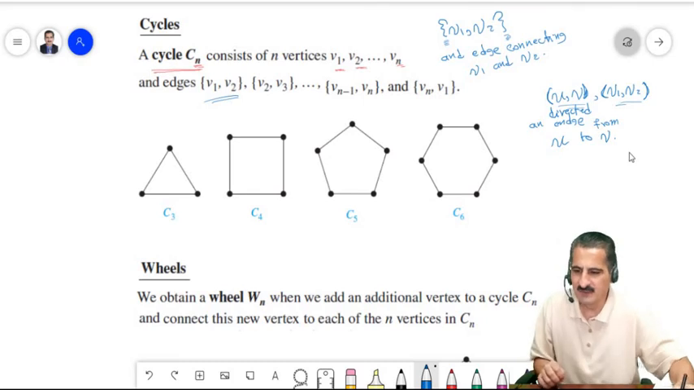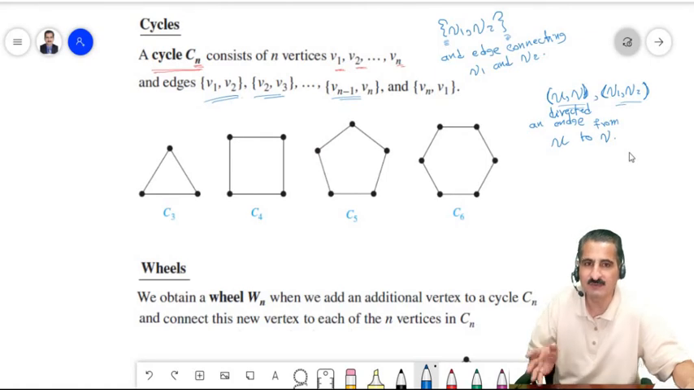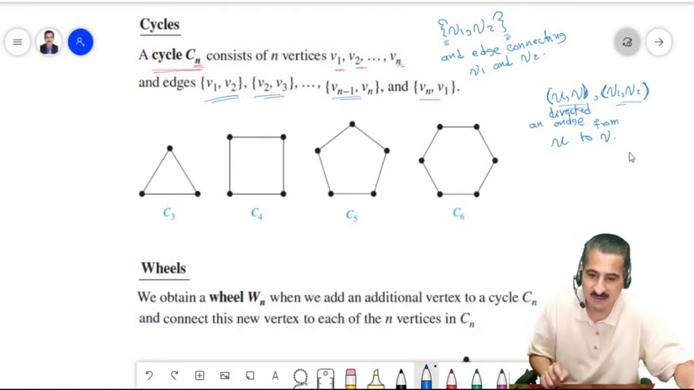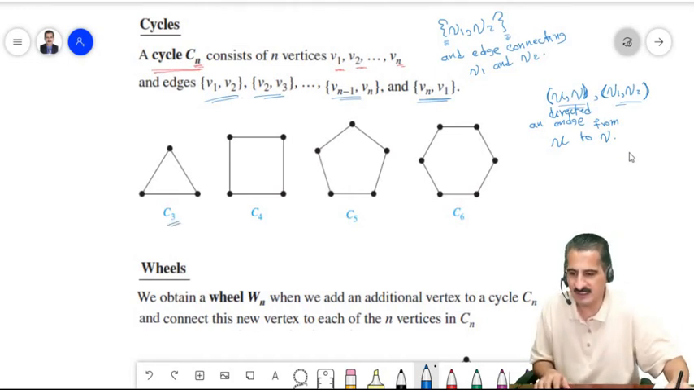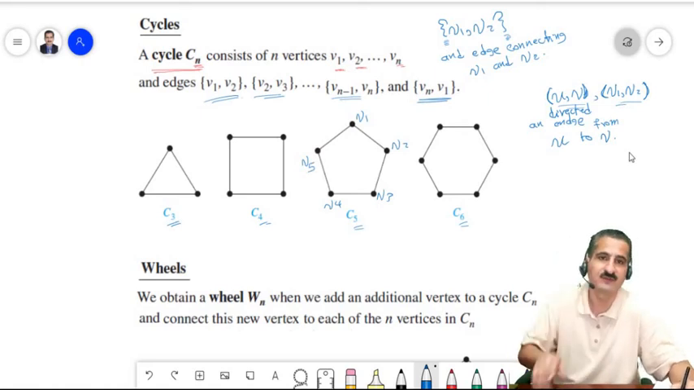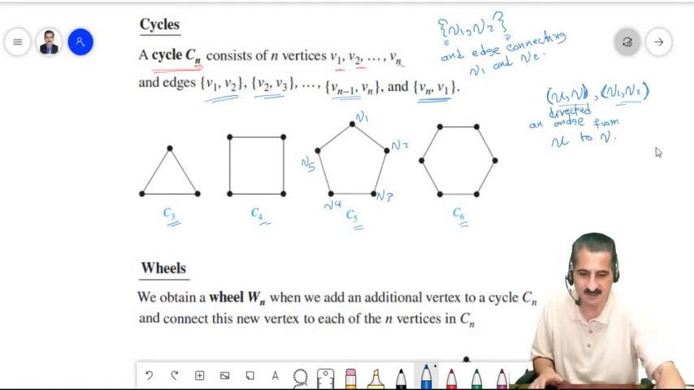Okay, so V1 is connected to V2, V2 is connected to V3, and so on till we reach Vn minus 1 connected to Vn, and then Vn goes back to get connected with V1. So this is C3, the cycle C3 with 3 vertices. This is 4 vertices, 5 vertices, 6 vertices. For example, this is V1, V1 connected to V2, V2 connected to V3, V3 connected to V4, V4 connected to V5, and then V5 connects back to V1. So this is a cycle.